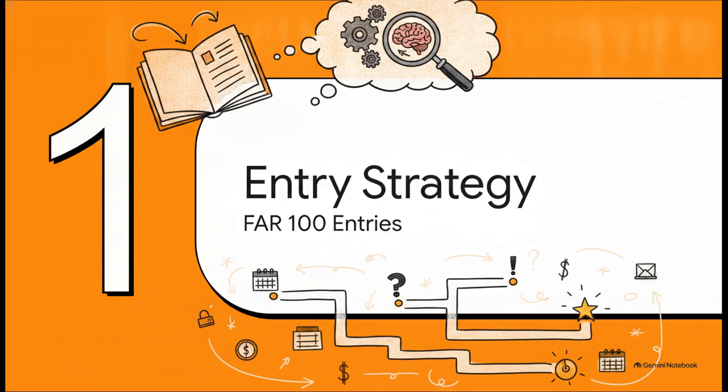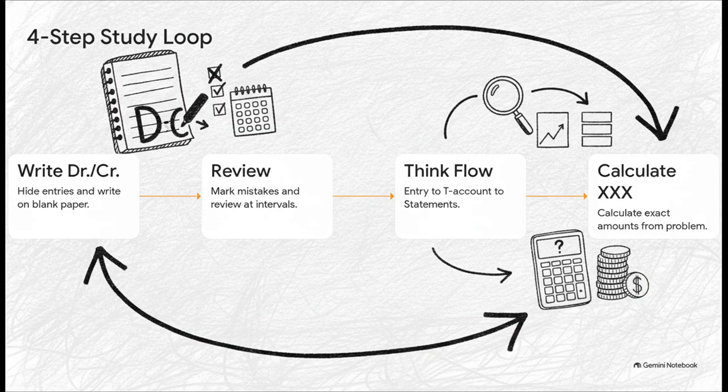All right, Section 1, FAR 100 Entry Strategy. Let's get tactical. This 4-step study loop demands your active participation. This isn't about just passively reading a textbook. This is a tactical workout. Step 1 is the blank paper method. You hide the answers, look at the topic, and physically write out the debits and credits from memory. Step 2, be absolutely ruthless and mark your mistakes. Step 3, mentally trace how that entry flows into a T account and how it ultimately hits the financial statements. And finally, Step 4, only then do you actually calculate that XXX amount based on the problem. This loop is what actively builds that exam day muscle memory.